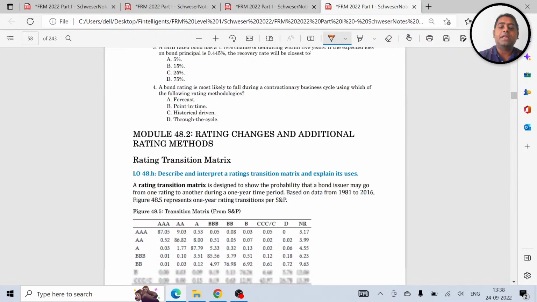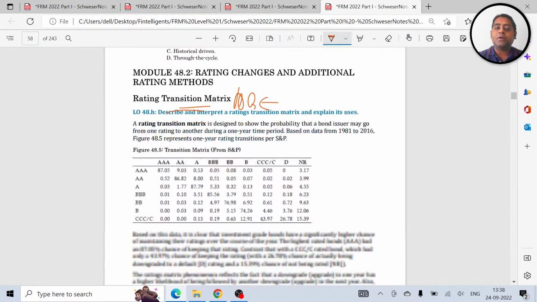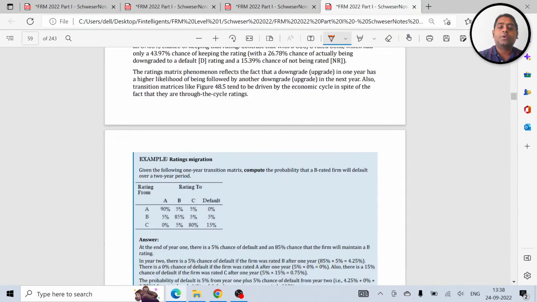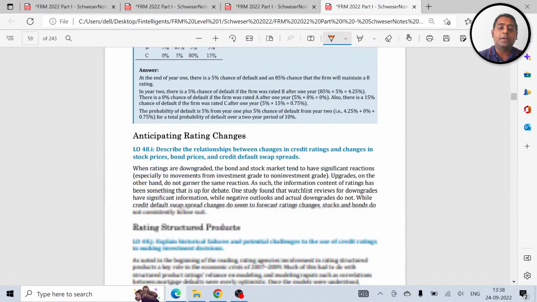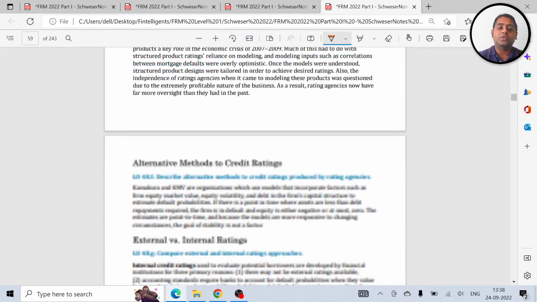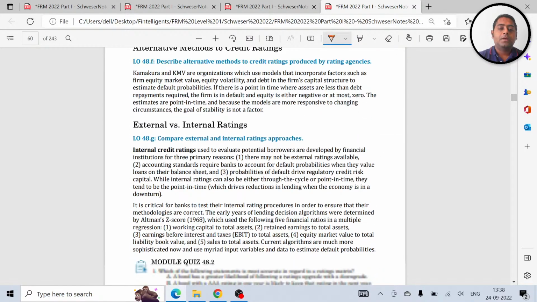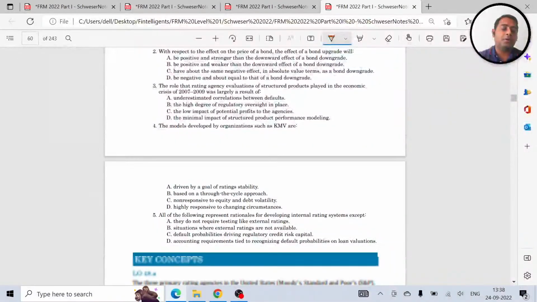As we move ahead, rating transition matrix, double star. Very, very important. Every other exam, I've heard about it. They are asking you this question straightforwardly in the exam. So rating transition matrix, and this question is important. Anticipating rating change is okay. Rest everything is okay in this chapter, not very, very important.